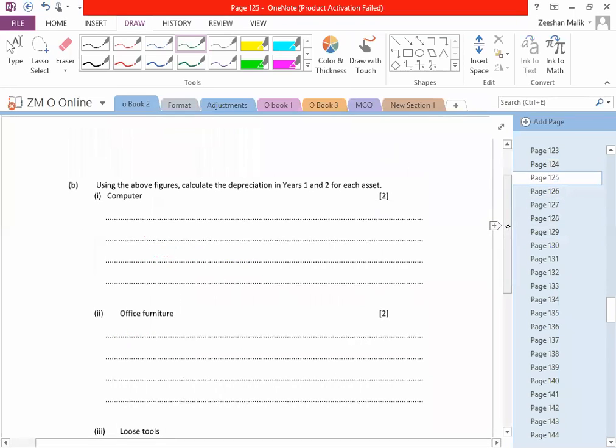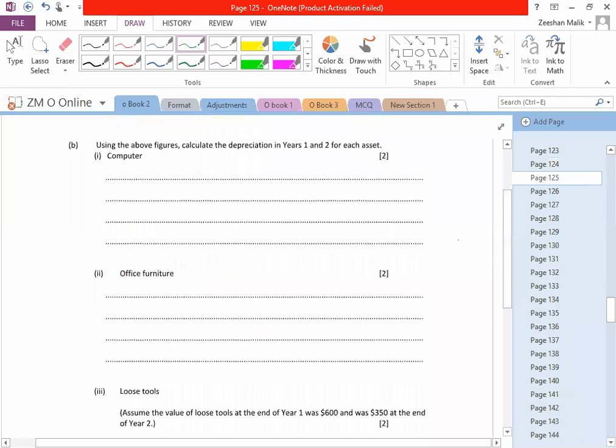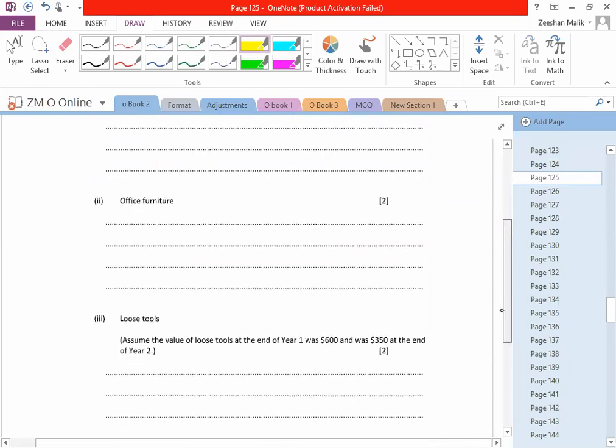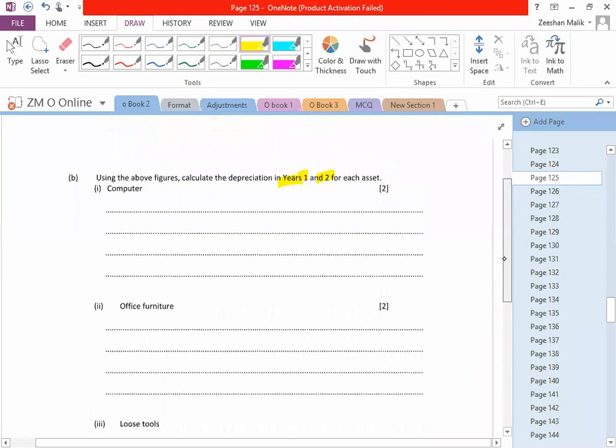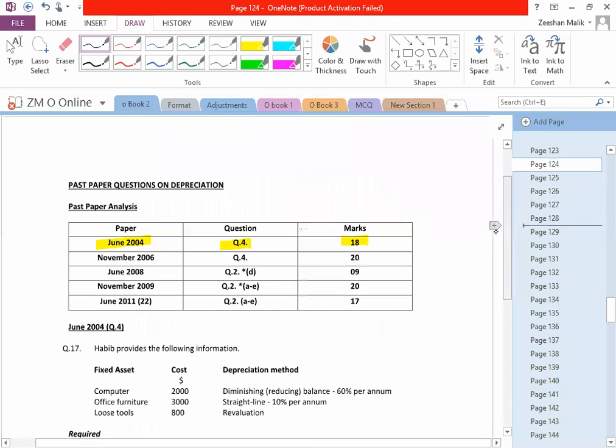Okay, next. They ask you to calculate depreciation for year 1 and year 2. The same style of question we just did for 2015 and 16. Here it is year 1 and year 2, for computers, for office furniture, and for loose tools. Here we go. Year 1, year 2. What did they say for computers?